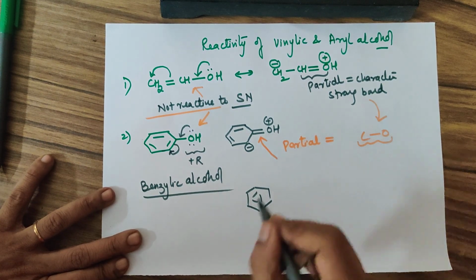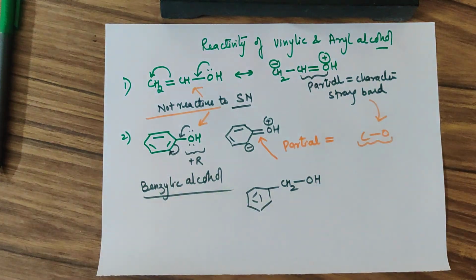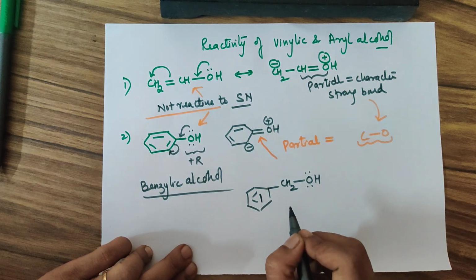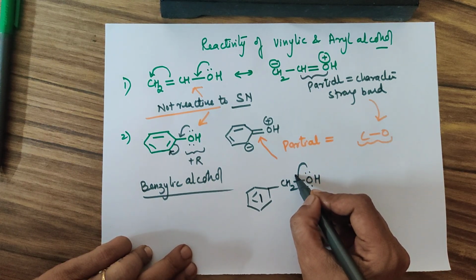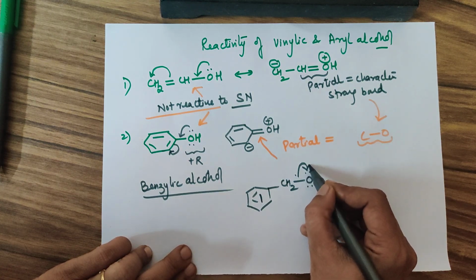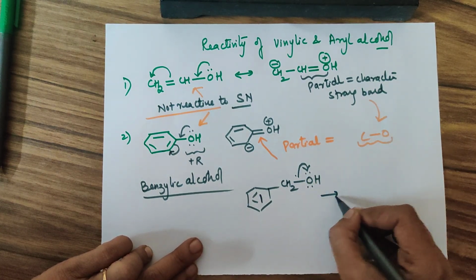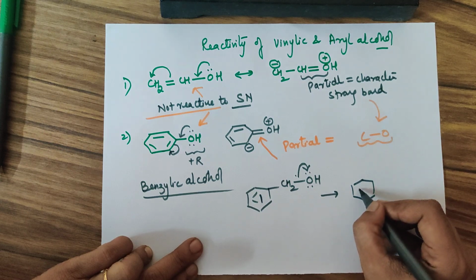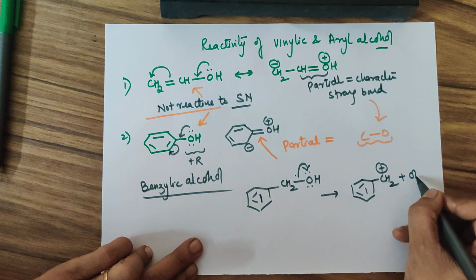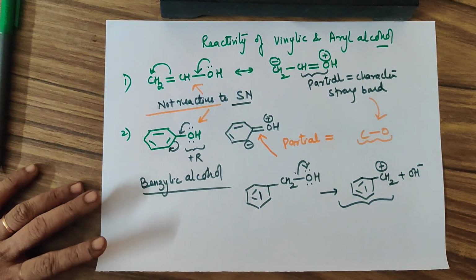I missed out on the benzyl alcohol's reactivity. This is your benzylic alcohol, and these lone pairs are not involved in resonance because the pi bond is far off. So the resonating structure that it has would have not got this, and it causes this bond to be pulled by oxygen and this leaves easily, which leads to the formation of a benzylic carbocation. And this benzylic carbocation is highly stable due to resonance.